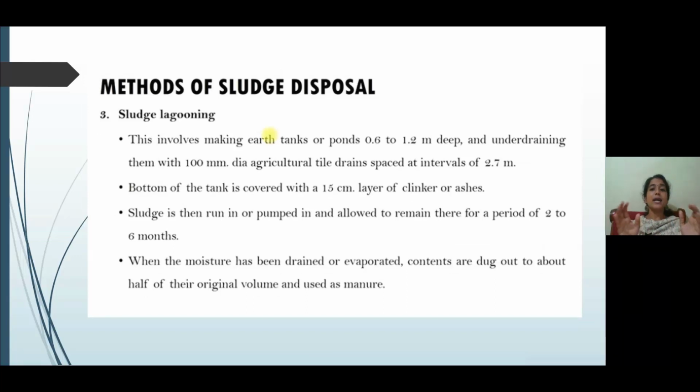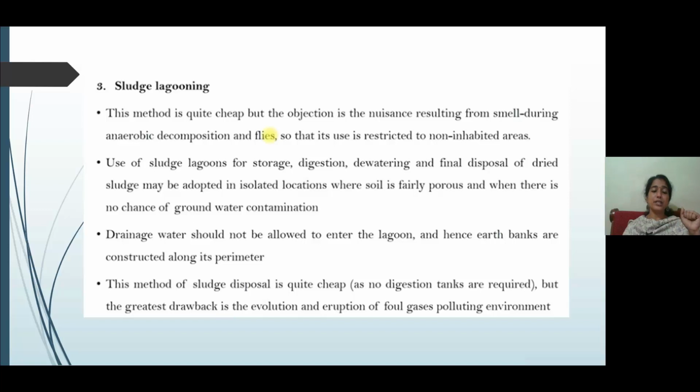Then the sludge lagooning. Sludge lagooning involves making earth tanks or ponds that are 0.6 to 1.2 meter deep and underdraining them with 100 mm diameter agricultural tile drains spaced at intervals of 2.7 meter. The bottom of the tank is covered with a 15 centimeter layer of clinker or ashes. Sludge is then pumped in and allowed to remain there for a period of 2 to 6 months. The moisture will be either drained off or evaporated, and the contents are dug out at about half of their original volume and used as manure. This is sludge lagooning, and this method is quite cheap. But the objection is the nuisance resulting from smell during the anaerobic decomposition, and flies.